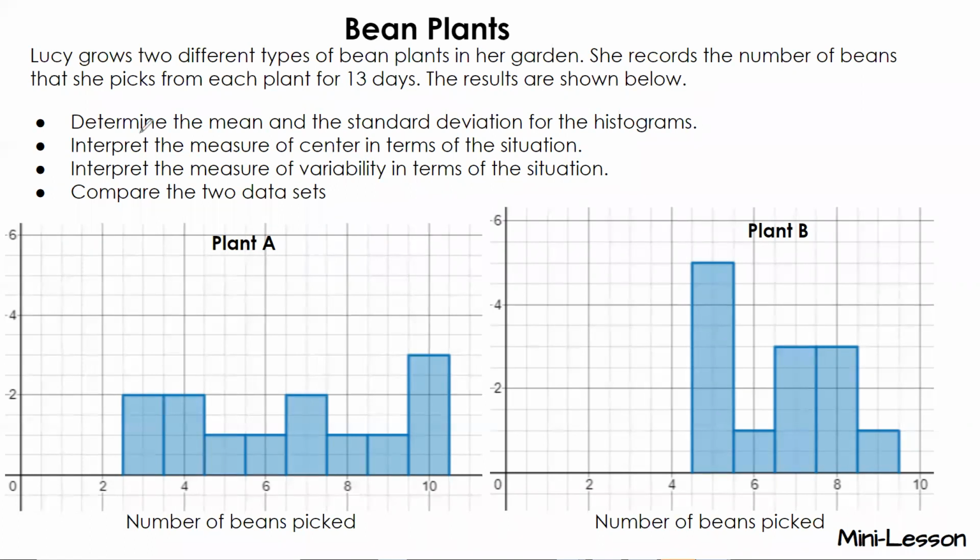Okay. So interpret the measure of center in terms of the situation, and interpret the measure of variability in terms of the situation, and then compare the data. Okay, so over here, how do you read a histogram?